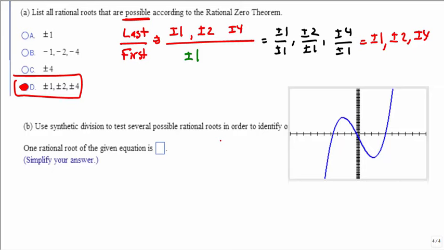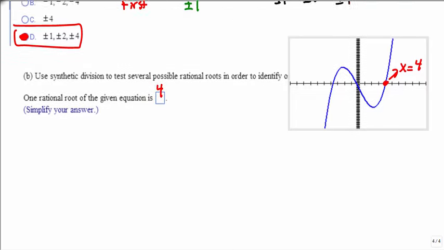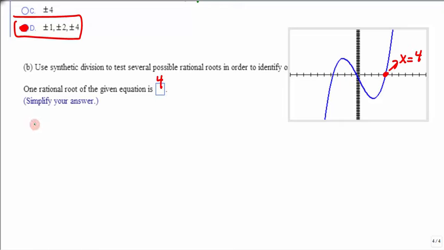So instead of randomly going through and testing these, let's go after the nice integer solution that we can see from our graph. So this is x equals 4. So one rational solution of the given equation is 4. Well, we still have to use synthetic division to establish that, and then we also need to figure out what the remaining factor is. So again, this was 1x cubed.